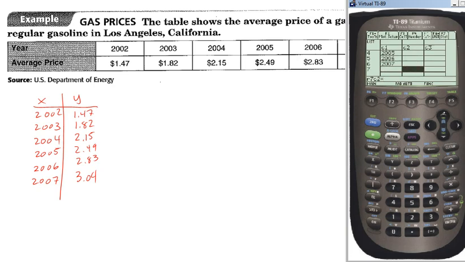Then we're going to go over to C2, column 2, and that's where we're going to put our other variables for the average price. So 147, 182, 215, 249, and it's absolutely imperative that each one of these is typed in correctly, right next to the correct point. And so I've got them there now, C1 and C2.